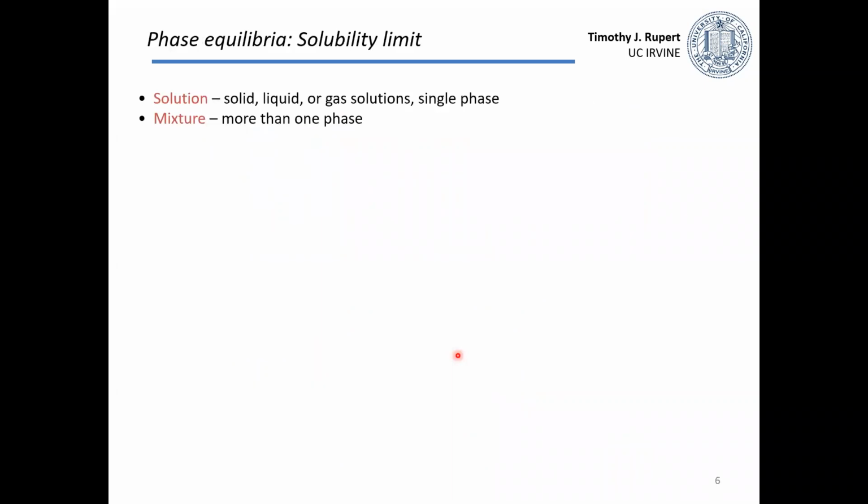So solutions are just mixtures. It can be a solid, liquid, or a gas, but it's a single phase. It's when we're sort of blending things together. I used the wrong word, because mixture really means we have more than one phase.